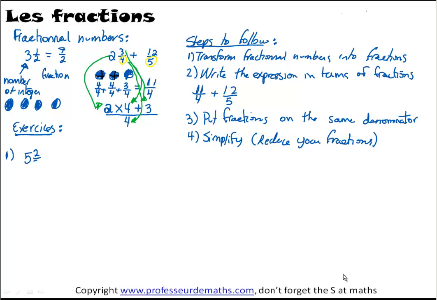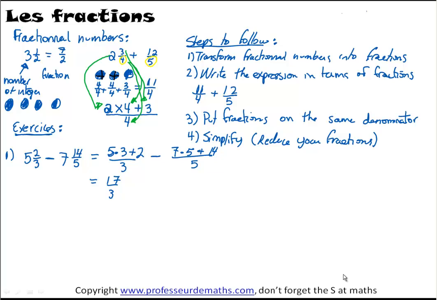5 2/3 minus 7 14/5. How do we deal with this? Well, we deal with this very quickly. If we follow what I just told you, we're going to transform fractional numbers into fractions. How do we do this? First, we multiply 5, which is the integer, by 3, which is the denominator, and we add 2, which is the numerator, and we put that over 3 because this is the denominator. And we do minus 7 times 5 plus 14. It is the same logic here, divided by 5, and that gives us 17 over 3.